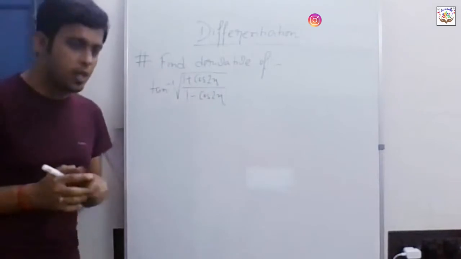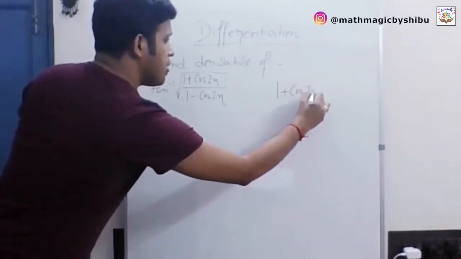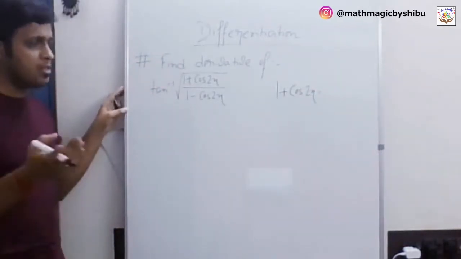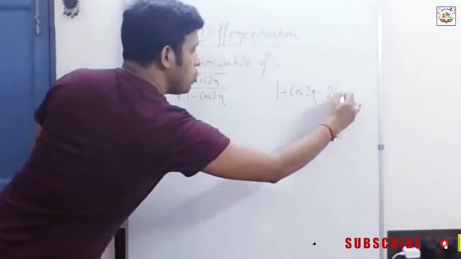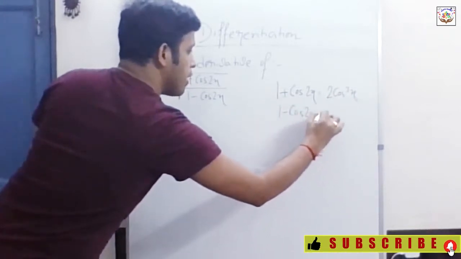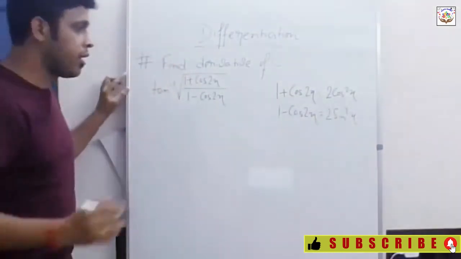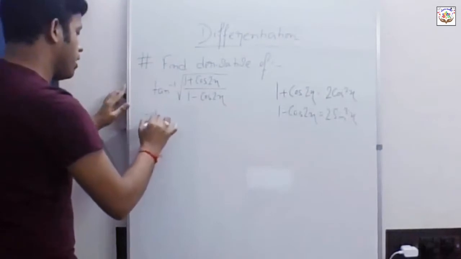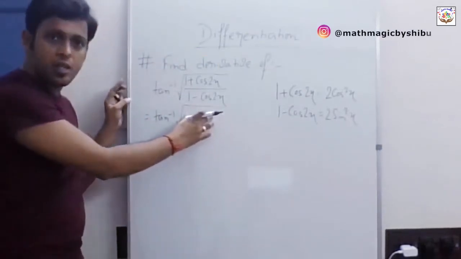Luckily, we have the formula. I think in one of my differentiation videos, I have written this formula. Although if you have forgotten, just write it down again: 1 plus cos 2x means 2 cos square x, and 1 minus cos 2x means 2 sine square x. Just apply this formula here. So what would it be? We are now just simplifying the problem. We did not start the differentiation.